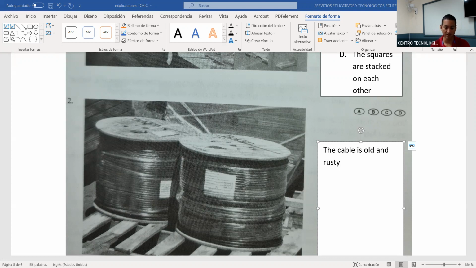Okay, now we have the wire is in front of the school. Actually, that's a false assumption. I cannot see where the wires are.